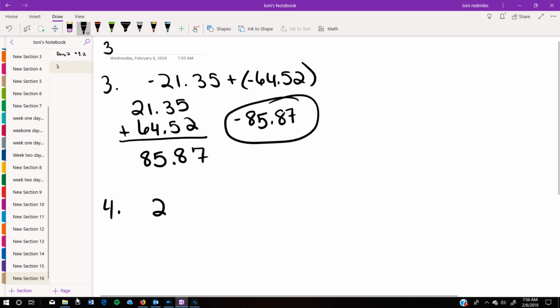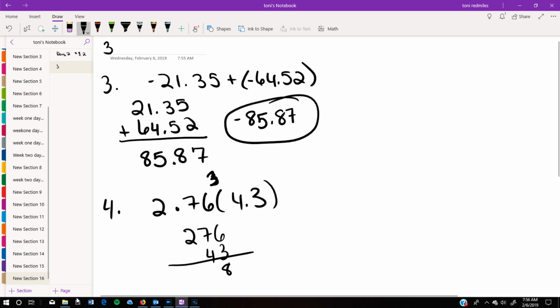Number 4 is a multiplication problem. Okay, remember I just add up my decimal places in both numbers, so 1, 2, 3. I'm going to put a 3 here so I remember that's how many decimal places I have. Then I'm just going to multiply without my decimal places. I need a little more room than that. Let's do it out here.